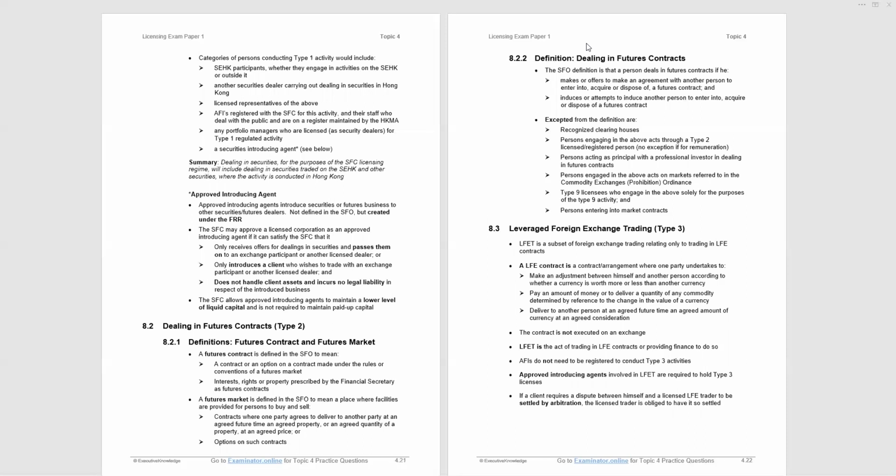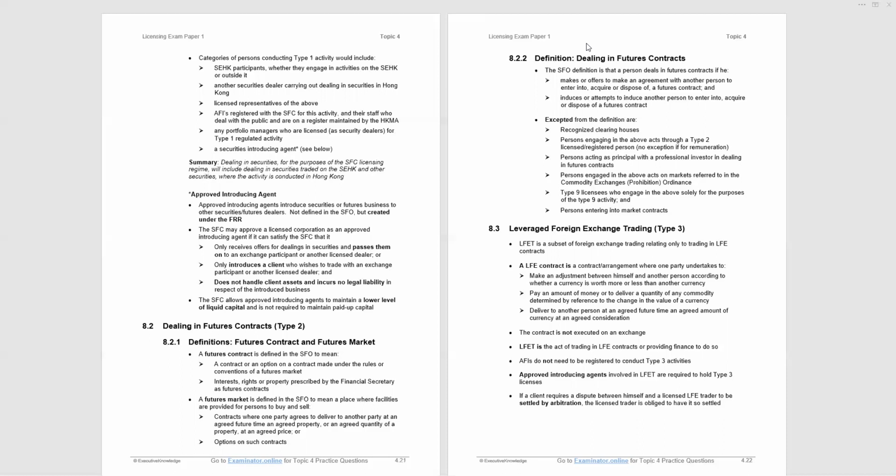And a securities introducing agent, now this is a very specific category. It was introduced in the financial resource rules. And an approved introducing agent is someone that acts as a go-between, introduces a potential investor to a dealer, but that's all they do. They do not handle client assets. They incur no legal liability. They really are just a go-between introducing investor to dealer. If that is the case, first of all, you have to hold a Type 1 license. And secondly, if you're approved by the SFC, your financial resource requirements, your liquid capital level, is lower than the required liquid capital. That's the point of it.